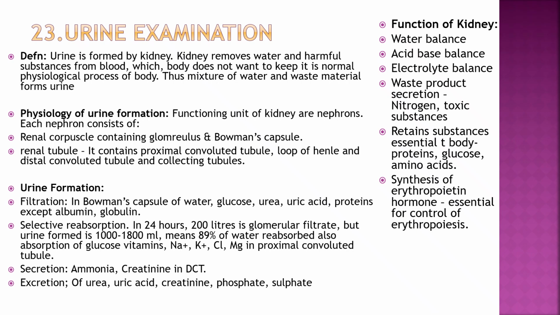Now we will see the functions of the kidney. The main function of the kidney is that unwanted substances are removed. So: water balance, acid base balance, electrolyte balance, then waste excretion like nitrogen and toxic substances, then synthesis of erythropoietin. This hormone is secreted from the kidney, and it is mainly required for erythropoiesis, that is RBC formation.